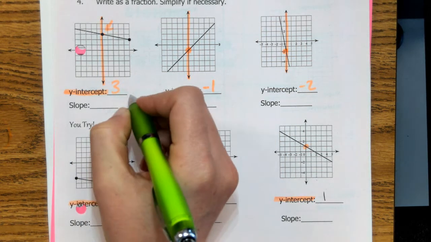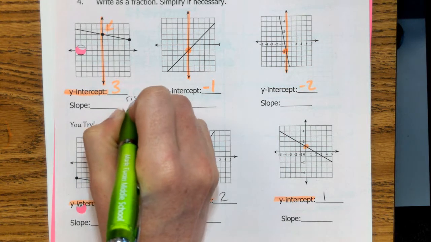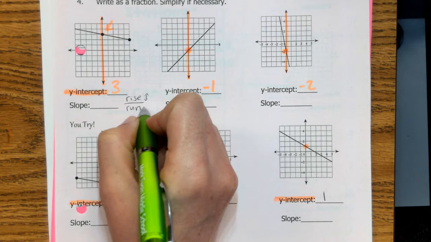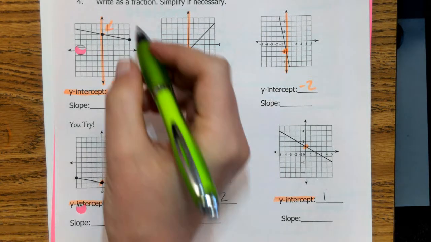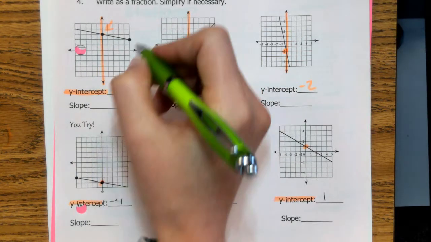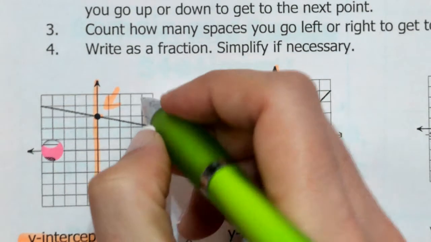Our slope is a ratio between the change in y and the change in x. Rise over run. How many you have to go up or down? How many you have to go left to right to get from one point to the next? So, this first one has points drawn for us. To get from one point to the next, we have to go straight up and straight over.